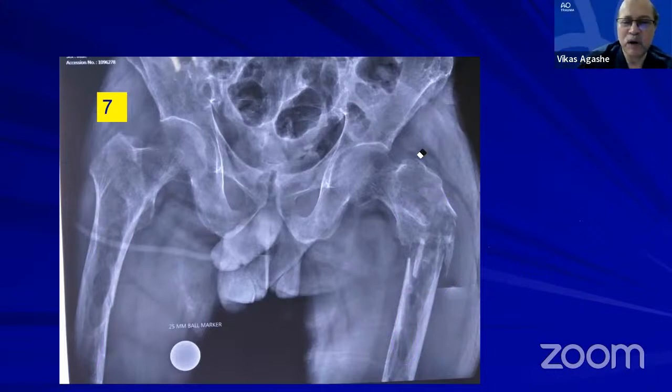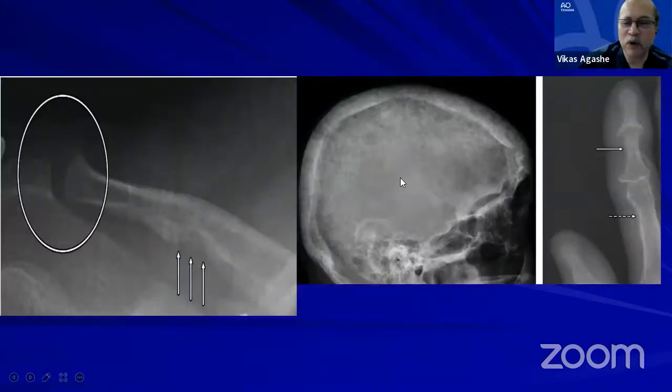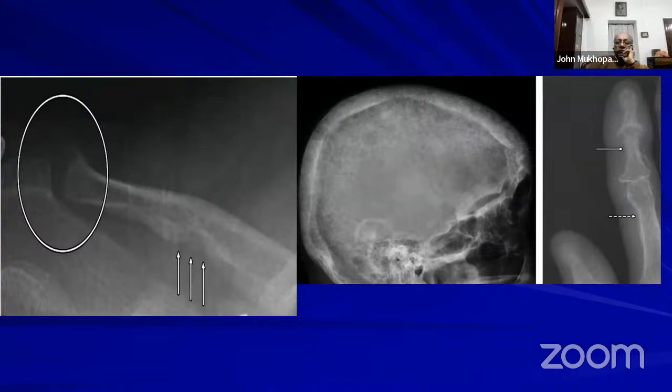Sir, actually, in hyperparathyroidism, there is drainage of calcium from the bone into the blood. That is why we are seeing these osteolytic lesions in the bone. Okay, this is what you wanted to say, right? Yes, sir. Salt and pepper appearance, correct? So, what other signs do you get in hyperparathyroidism, radiological signs? Brown tumors. Salt and pepper appearance in the skull.